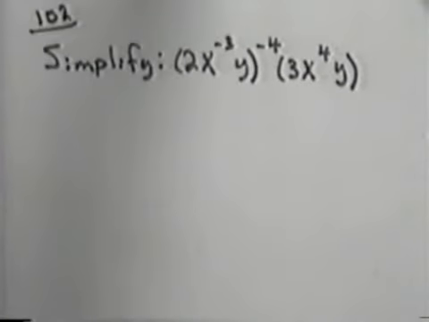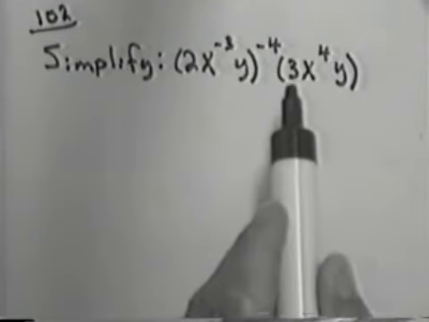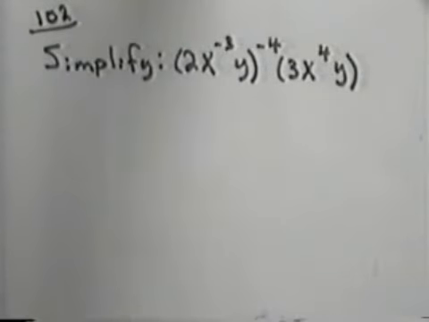Okay, let's look at a couple exercises in which I use the strategy. Let's simplify (2x^-3 y)^-4 times 3x^4 y. Now the first thing I do, I work inside symbols of inclusion. Well, I really can't simplify 2x^-3 y. I can't simplify 3x^4 y. All the bases are different.